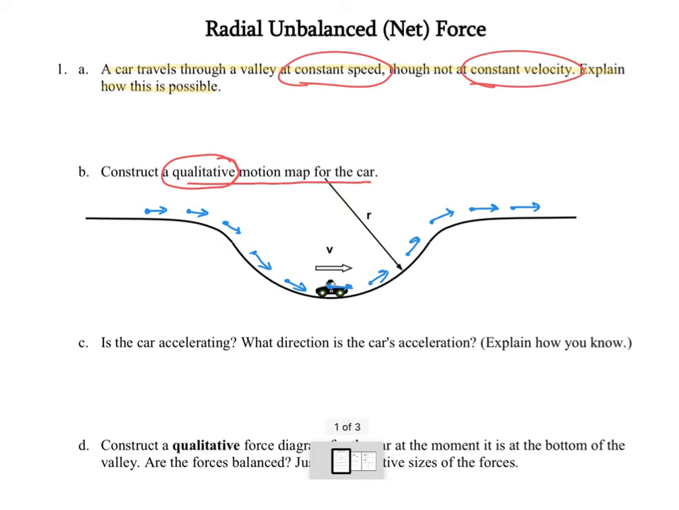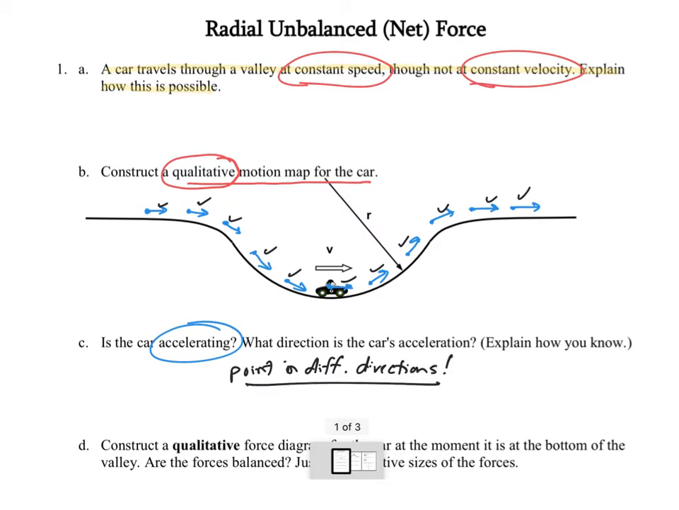And the question is, is the car accelerating? Well, you might say no because the lengths of my arrows are all pretty much the same. I'm just putting check marks on them because it looks like they're all the same length. So you might say no, but they point in different directions. All right, so it says, what's the direction of the car's acceleration?